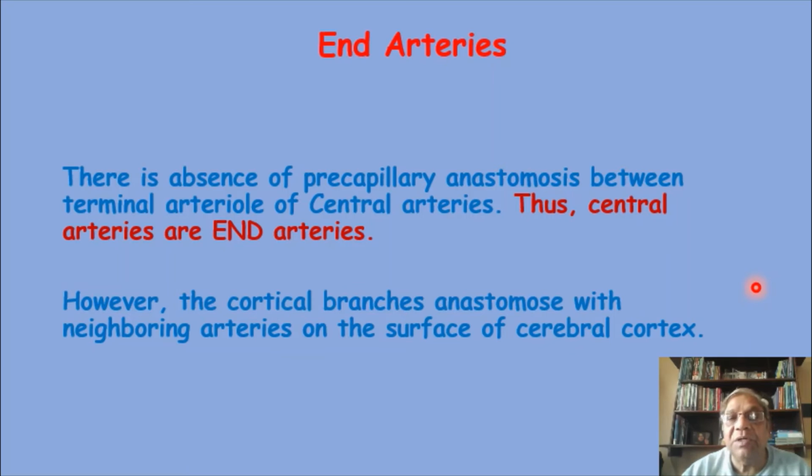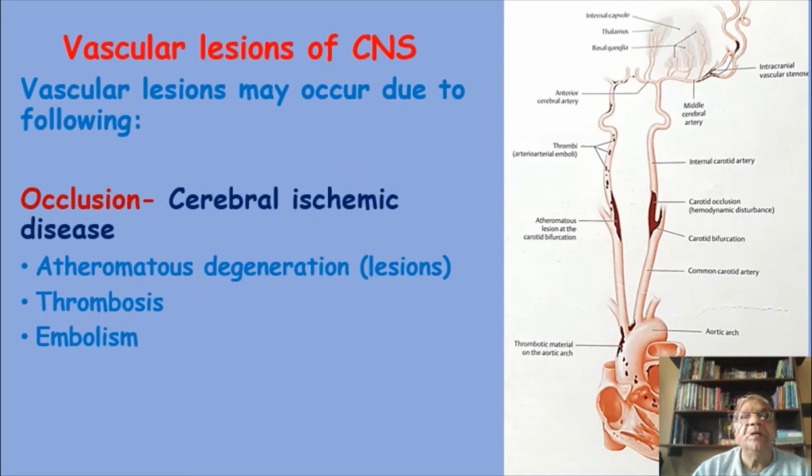But in the case of the cortical branches, anastomosis is very profuse with the branches of the neighboring arteries on the surface of the cerebral cortex. So if a branch of these cortical arteries is blocked, the blood will bypass. Now let us see how the vascular lesions take place.